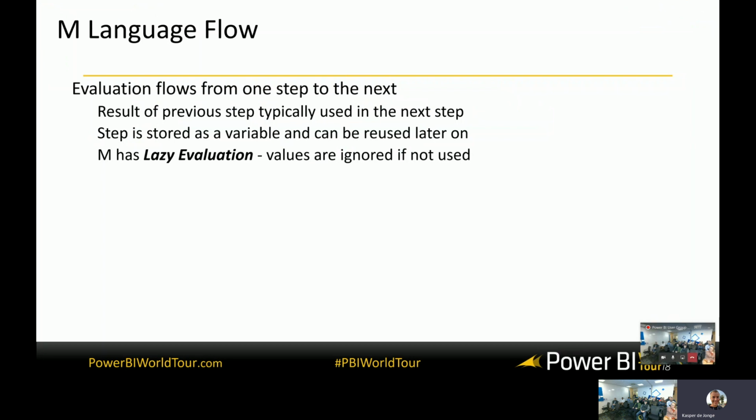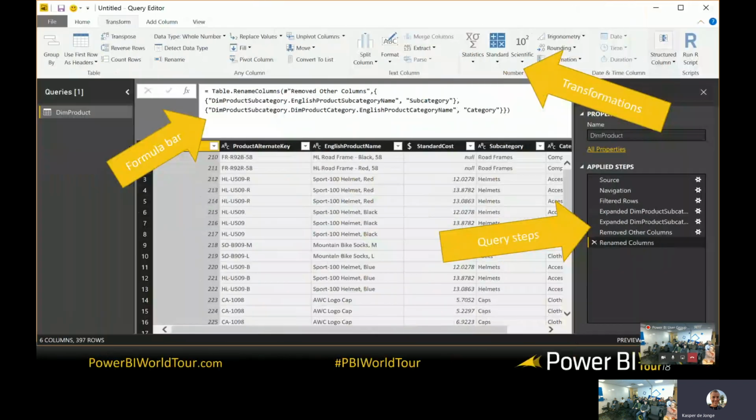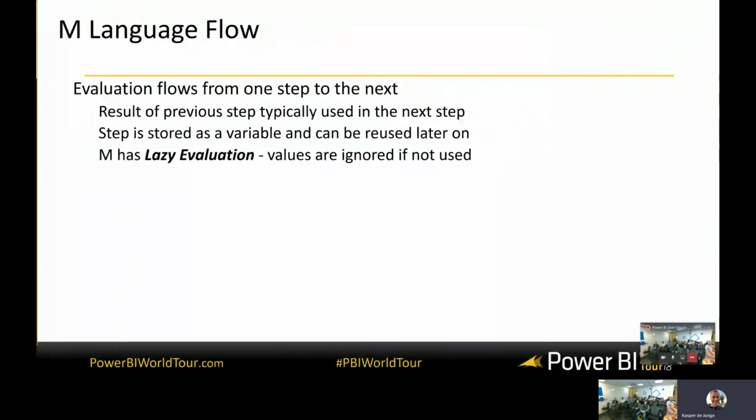The evaluation flows from one step to the next. So the results of a previous step are used in the next step. In this case, if you go back, you see the first one is a source, so you import data. Then we say which table we want. Then we have a step called filtered rows, saying, on the table that we have, I want to filter down the rows. And then I want to expand the table. So every previous step is being used in the next step.